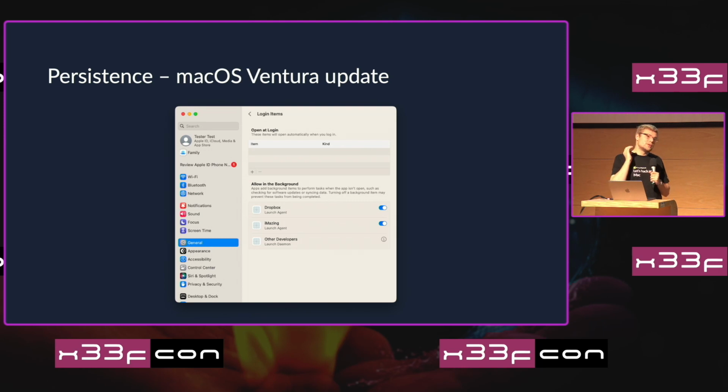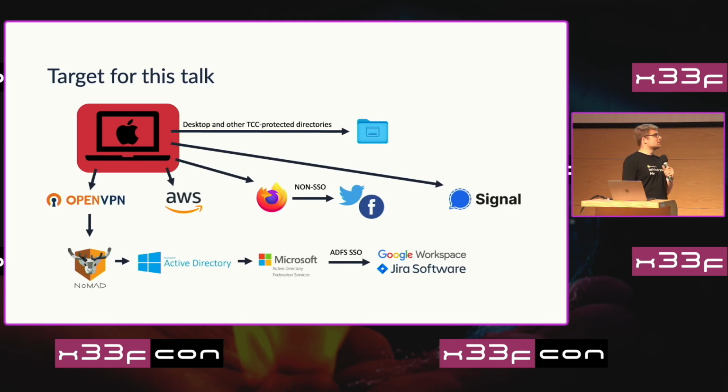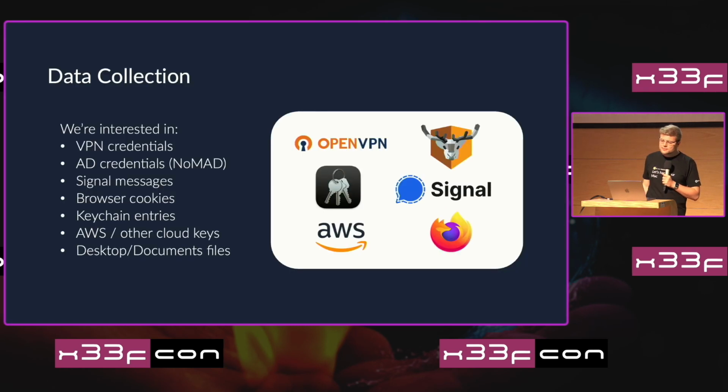All right, so we have our unsandboxed code execution. We know that the persistence is provided. So let's get back to our target, because now we want to attack the services installed on the machine. What we are interested in, of course, are VPN credentials, AD credentials, but also Signal messages, browser cookies, keychain entries, AWS and other cloud keys, and desktop documents files.